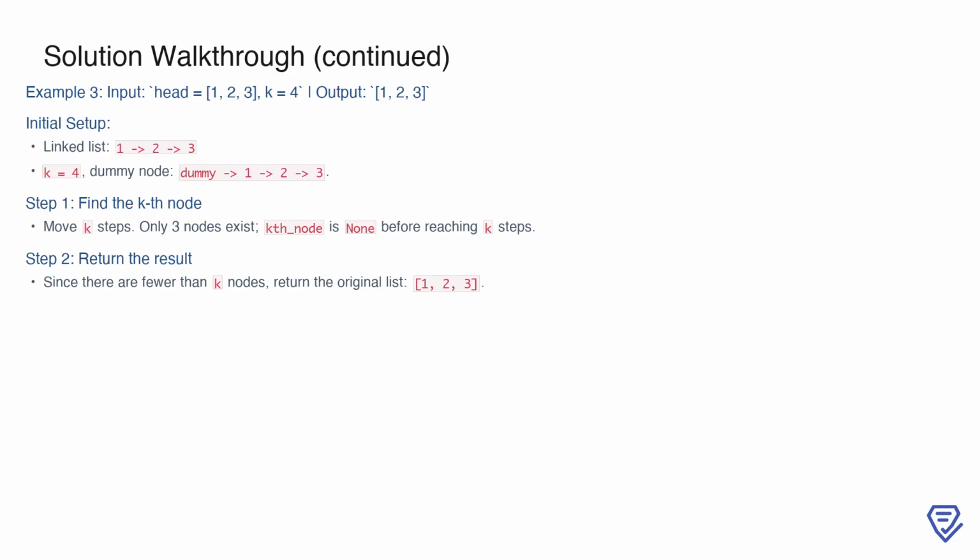With fewer than k nodes available, the algorithm simply returns the original list. The output for this example remains 1, 2, 3, which highlights how the algorithm gracefully handles cases where the list size is smaller than k.